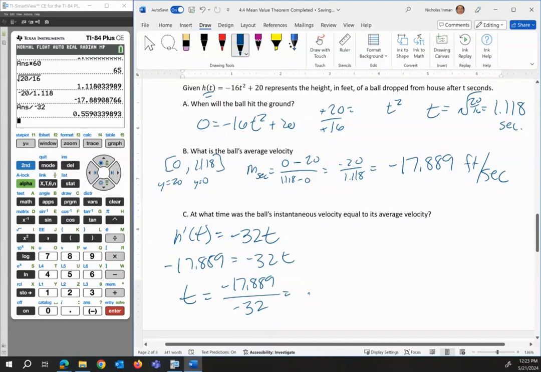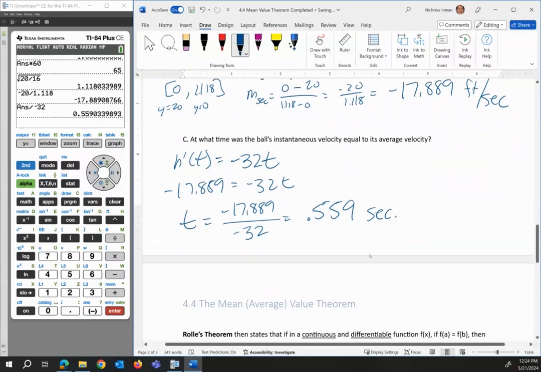And this would be at about 0.559 seconds in. So pretty close to about halfway into the drop, we've reached our average velocity. All right, the instantaneous and the average are equal about halfway down the drop.